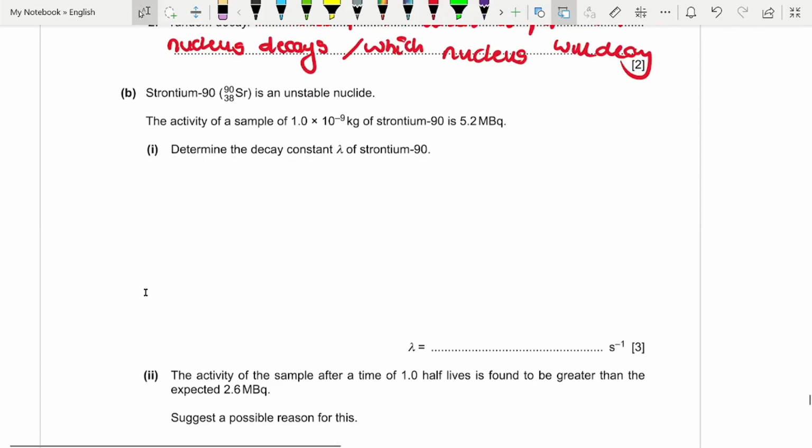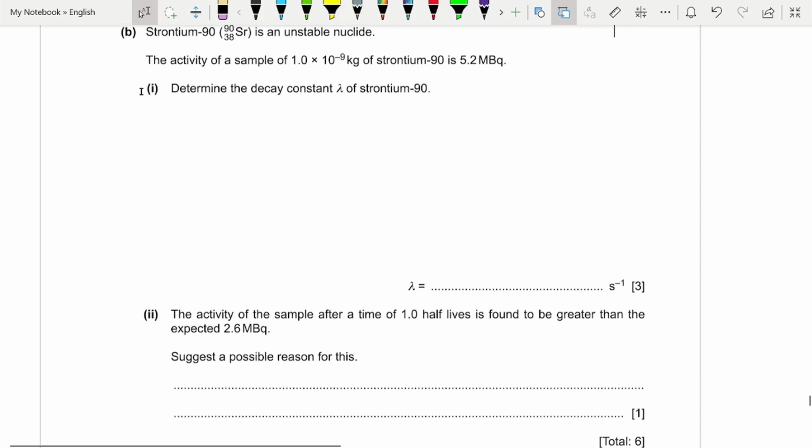Okay, and then moving on to part B, we have strontium-90. So this is strontium-90, which is an unstable nuclide. The activity of a sample of 1.0 times 10 to the power of negative 9 kg of strontium-90 is 5.2 millibecquerels. Becquerel is a measure of activity, and we want to determine the decay constant lambda of strontium-90, right? We have a relationship that relates these specific things.